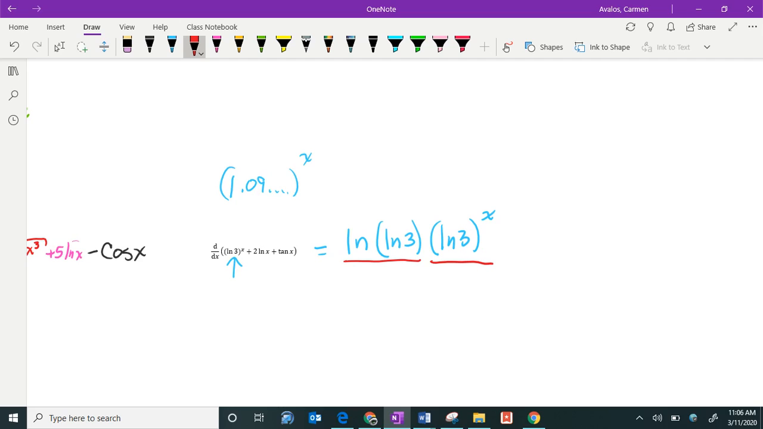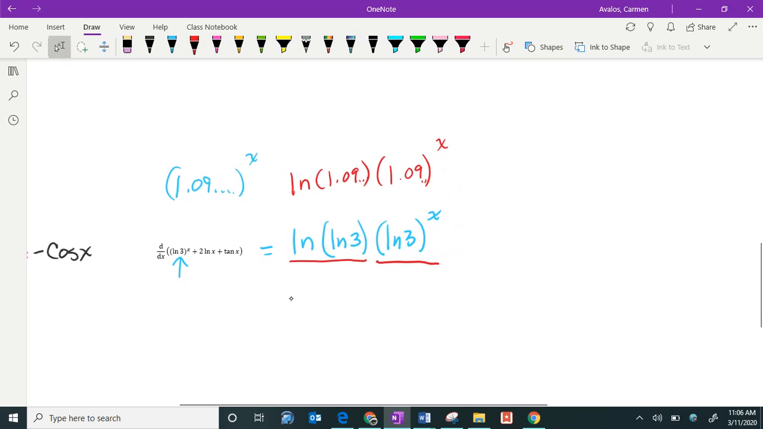So here's the base. If you really want to look at it, it's going to be the ln of 1.09 to the x. That's what you're saying. So that's what it means with the ln in it. But we write it this way.